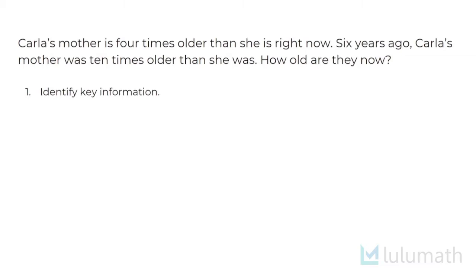So we know that Carla's mother is 4 times older than she is right now. Okay, we also know that 6 years ago, Carla's mother was 10 times older than she was. And we want to figure out how old they are now. So I've identified my key information and I want to identify what I want to know, which is step number 2. So I want to know how old they are now.